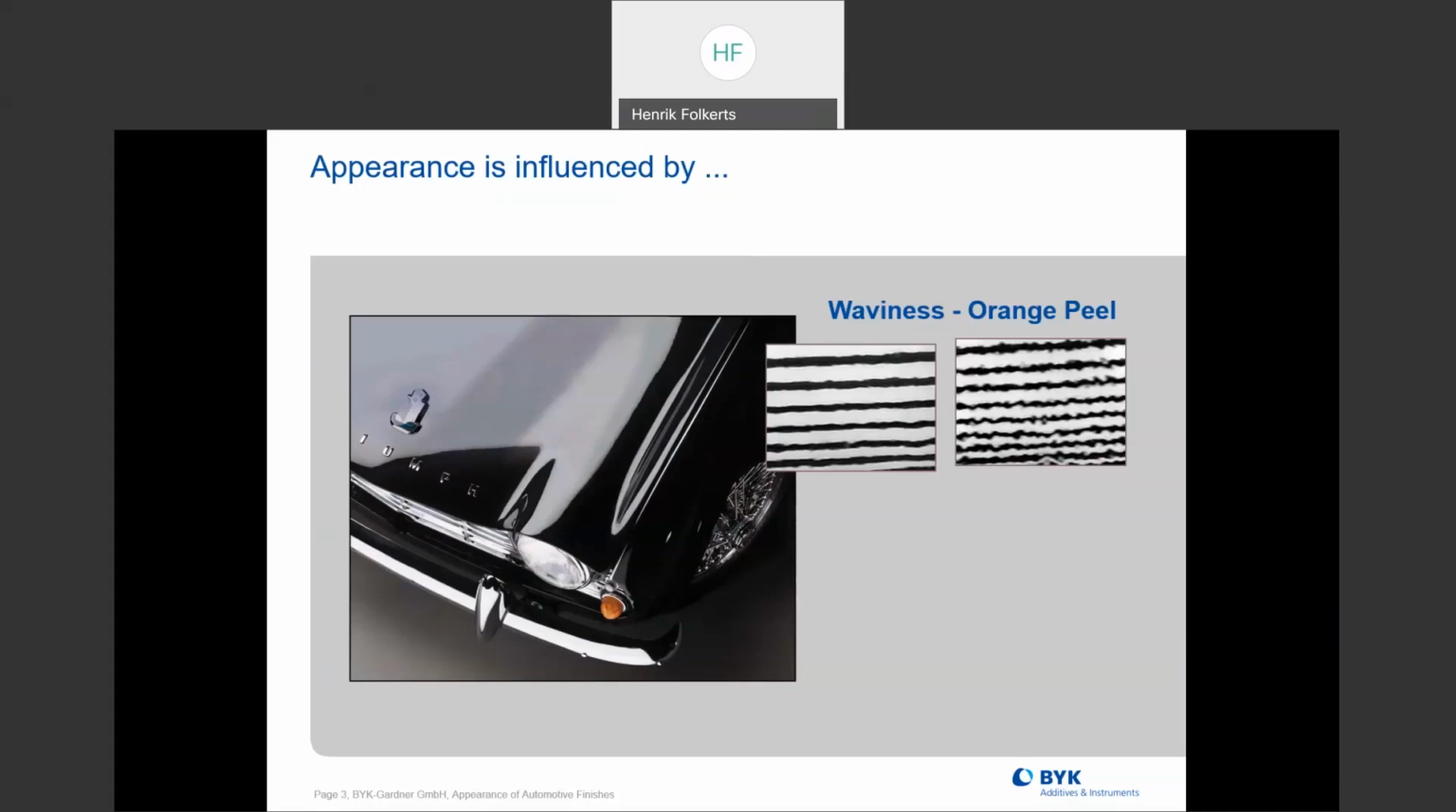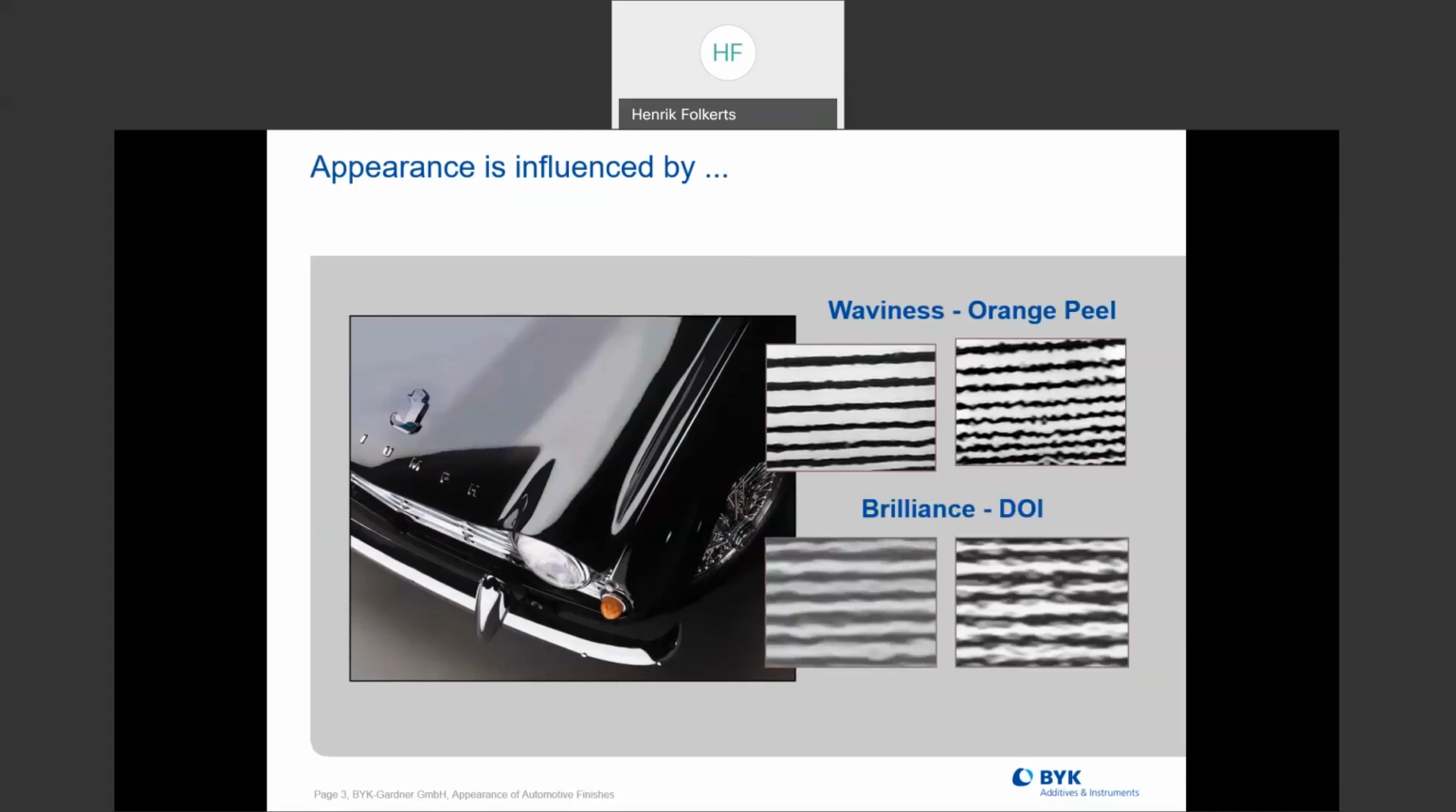So what is appearance influenced by? First of all, there's the waviness or the orange peel. This is the larger wavelength that you can see from farther away. And also there is the brilliance or the DOI, which is the smaller wavelengths. These usually need to be viewed up closer. But sometimes even from far away, the part or body can just look kind of fuzzy. And that's something that people don't like.